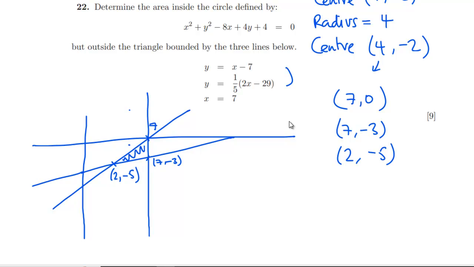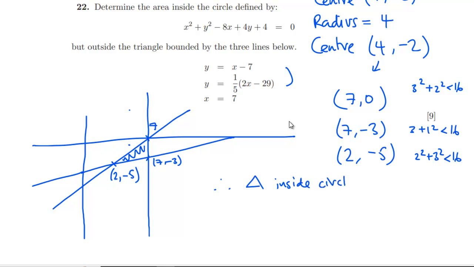So we've got 3 squared plus 2 squared is less than 16. So that's fine. We've got 3 squared plus 1 squared is less than 16. And we've got 2 squared plus 3 squared is less than 16. So therefore, we've got the triangle inside the circle.